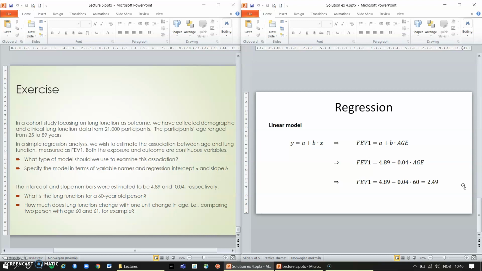In the last question, we are asked how much lung function changes with 1 unit change in age. The answer to this question is simply given by the slope number, which in our case is minus 0.04. Because we used a linear regression model, this decline is constant over the whole age range. That is, for any unit change in age, for example from 60 to 61 years or from 80 to 81 years, the FEV1 decreases with 0.04 liters.